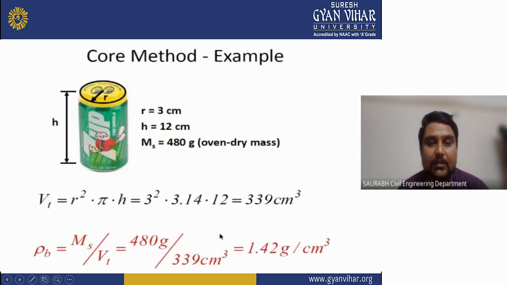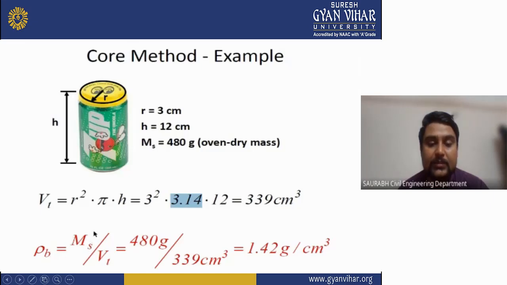Now we will see an example of the core cutter method. Here r is given as 3 centimeter, h is given as 12 centimeter, and Ms is given as 480 gram oven dry mass. And Vt will become r square pi h, which will be 3 square into 3.14 into 12. As you can see here, this is your value of pi, and it will become 339 centimeter cube.